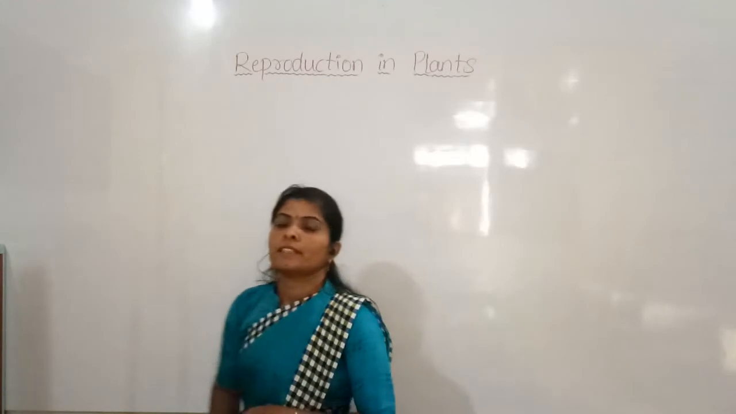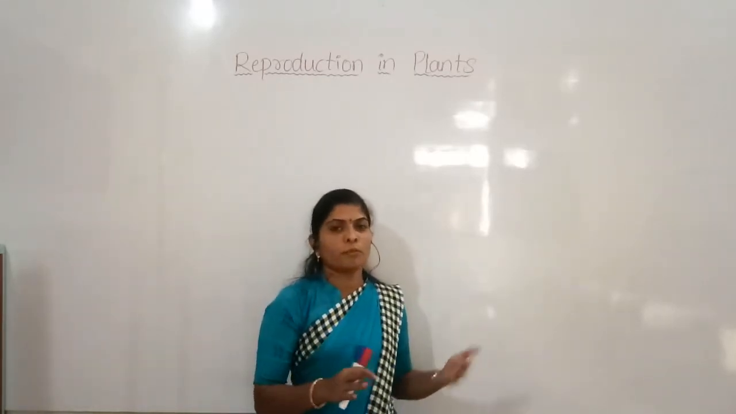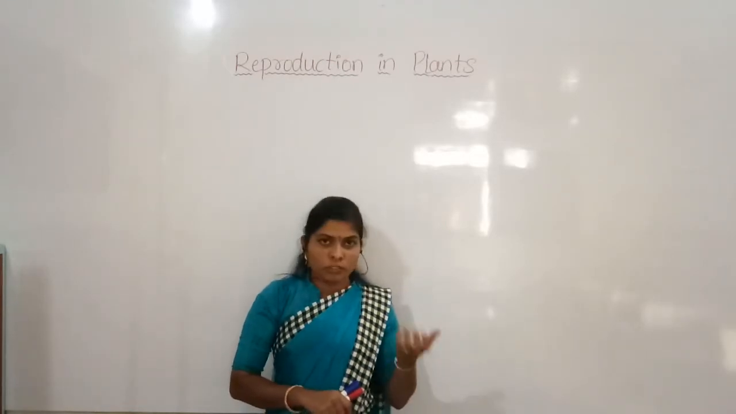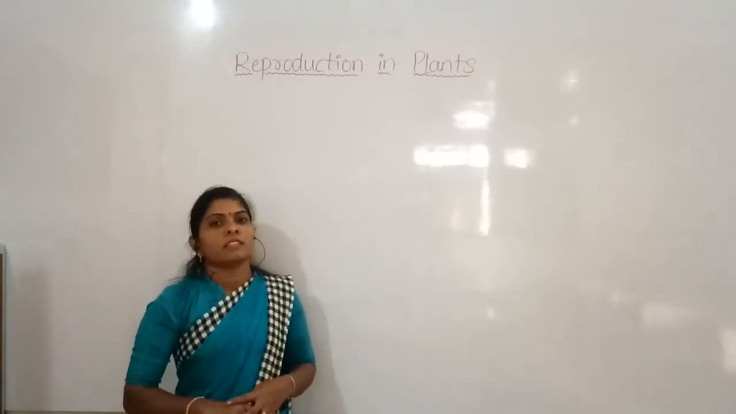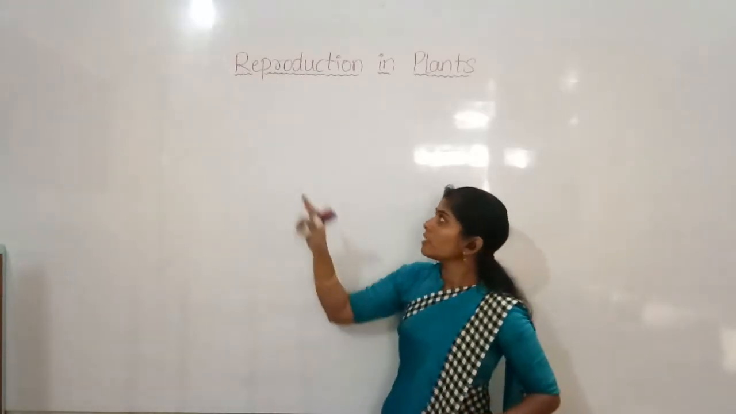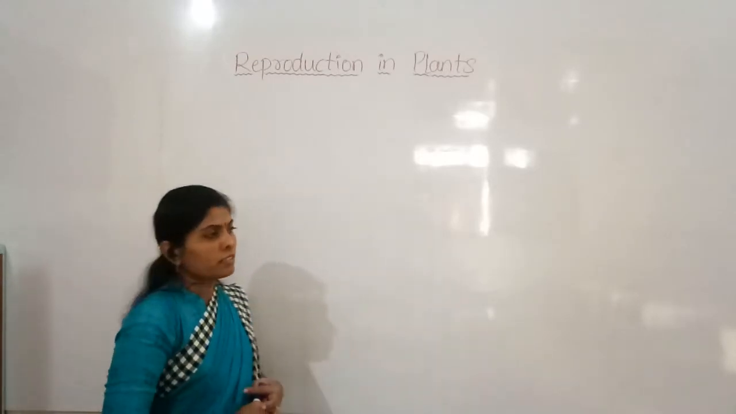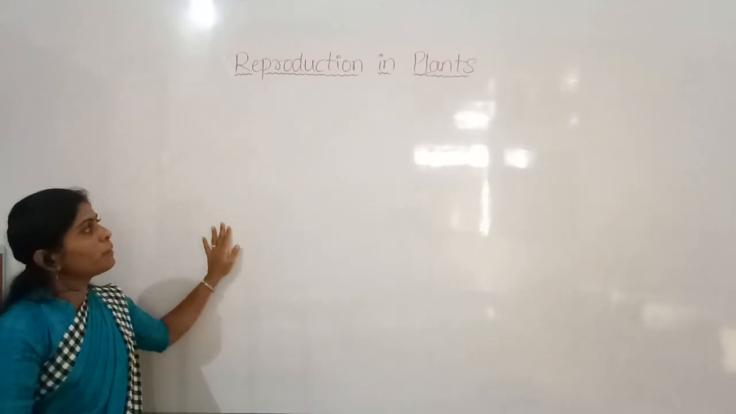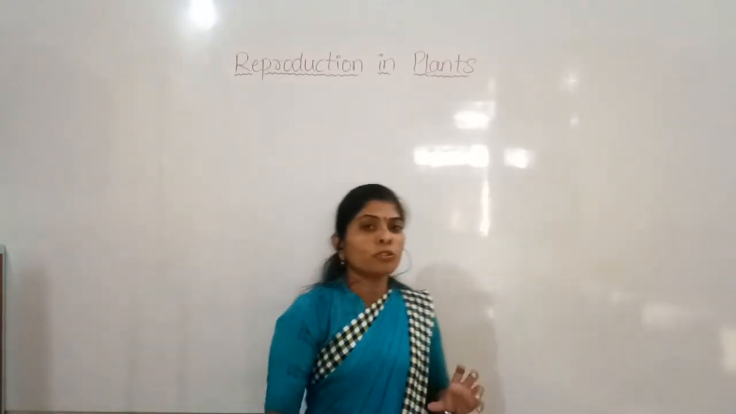Plants. So already in the 6th standard you have learned about this reproduction. You also learned how seed formation takes place, and what reproduction is. So what do you mean by reproduction? Reproduction is the process of giving birth to the young ones of their own kind.